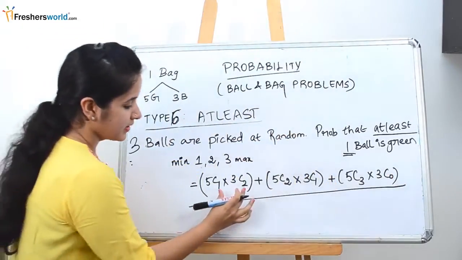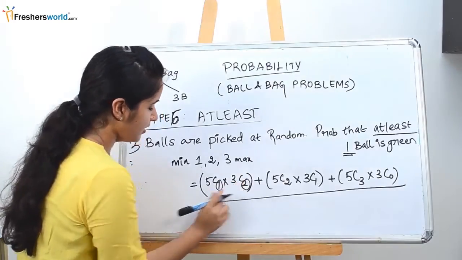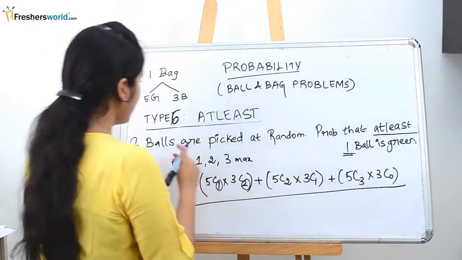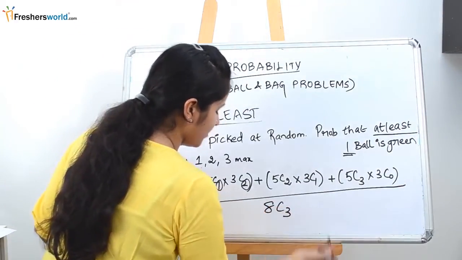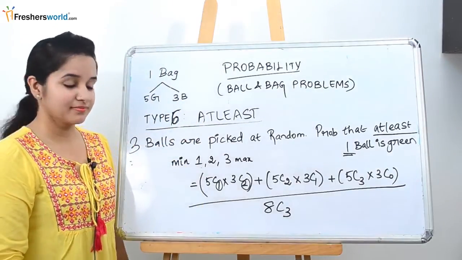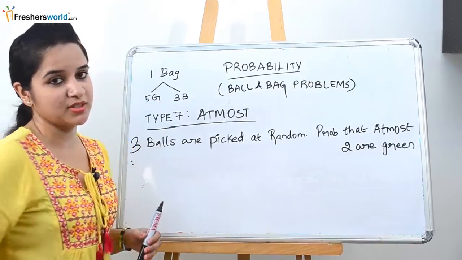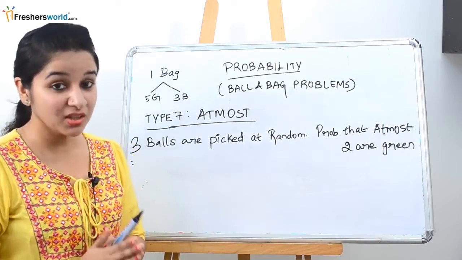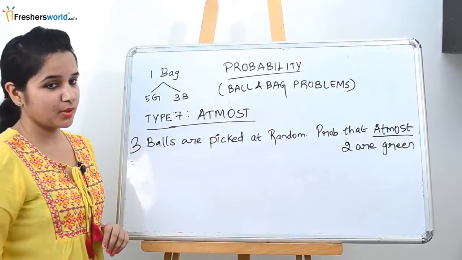Always remember, the addition of these two numbers has to be equal to the number of balls that you need to select. Divided by, what is the total number of balls? 8. Out of which we are choosing 3 balls. So once you simplify this, you will get the answer for this question. Easy, right? So type 7 of problem is at most. So this is almost similar to the at least question. Only change here is the word at most. Let's get started with the question.